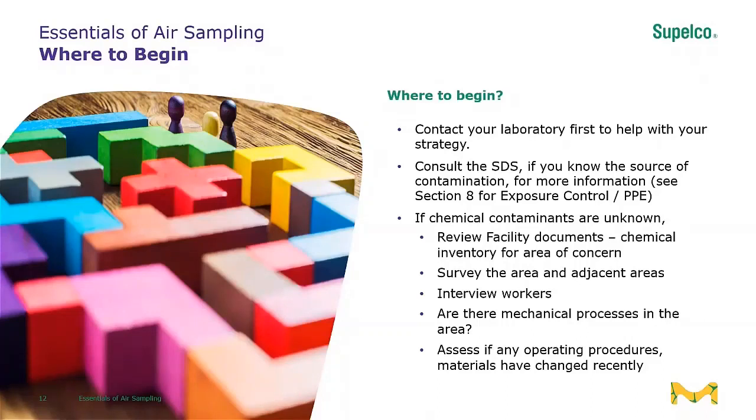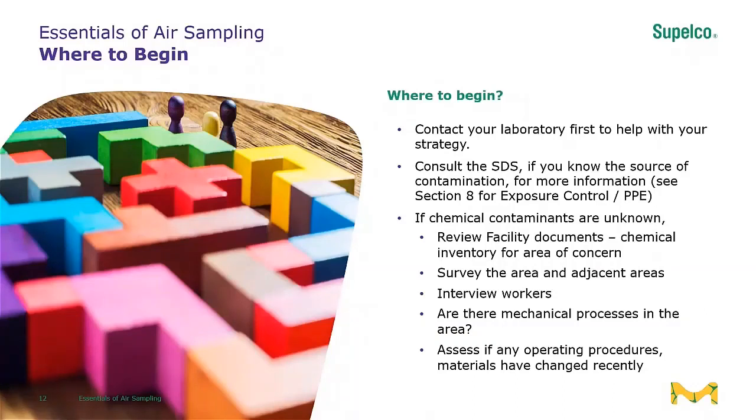If you know the source of contamination, another place to start is consulting the SDS. And this is particularly important if you know what the chemical inventory is in that area. You can then follow the SDSs, look in Section 8, which is especially helpful for exposure control, which also has exposure limits and personal protective equipment.